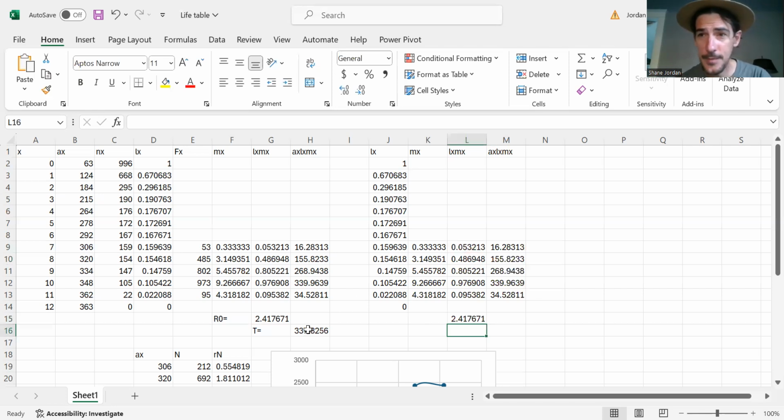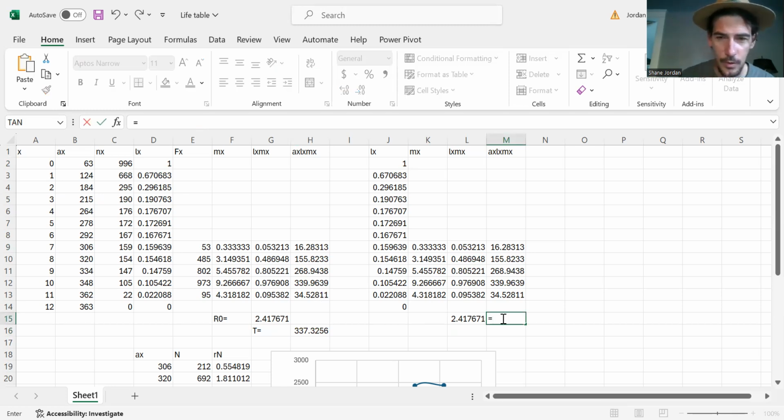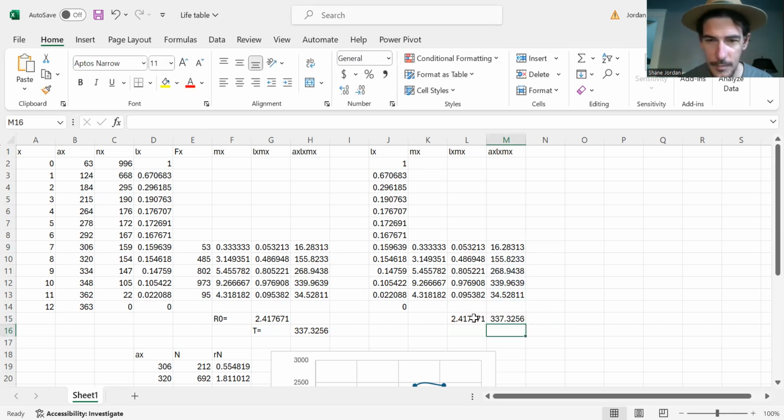Approximate generation time, as you might recall, is the sum of age class times per capita fecundity divided by net reproductive rate. So we can see how I made that calculation here. I summed all of these values up and divided them by net reproductive rate. We can do this again, for example. In this cell, we say equals the sum of the product of age class and per capita fecundity divided by net reproductive rate. And we get an approximate generation time of 337.3 days.